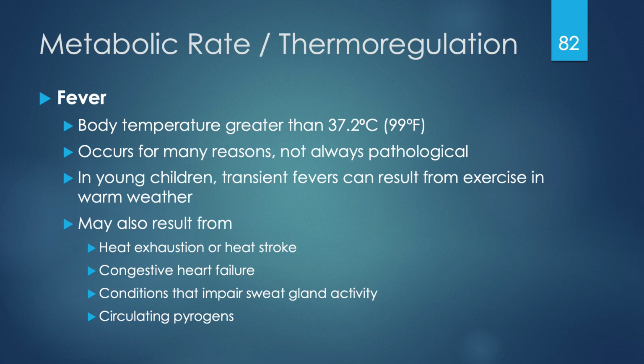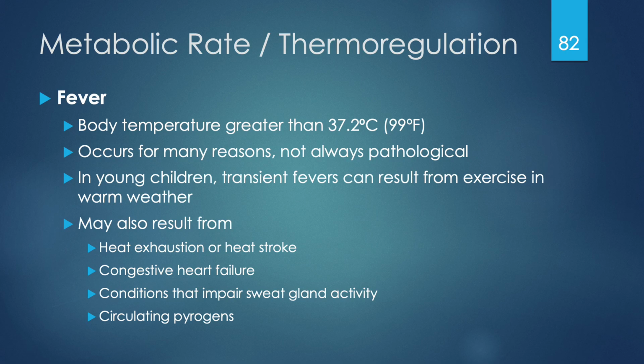Fever is defined as a body temperature that is greater than 37.2 degrees Celsius or 99 degrees Fahrenheit. Now, I know you're probably familiar with using Fahrenheit and the imperial system in general. For example, I'm Canadian and I still use the imperial system to say I weigh X number of pounds, not X number of kilograms. But nonetheless, when you are charting and working in the hospital, you will be using the metric system. So get used to using that now. So 37.2 degrees Celsius is considered effectively a fever. But for a lot of reasons, this isn't always a disease process or considered pathological.